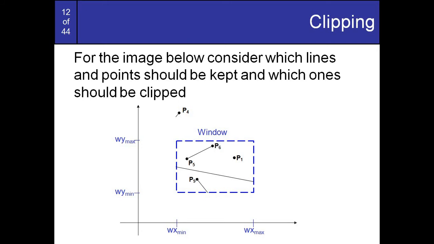Consider the image below and which lines and points should be kept and which ones should be clipped. This is a reference diagram. According to this diagram, these two points are inside this window, so these will be retained. Point P1 is inside the window, so this will be retained. P9 and up to this part of the line segment is inside the window, so this will be retained. And P4 is outside the window, so this will be ignored when we do the clipping operation. And these again are your wx min and wx max coordinates, and wy min and wy max coordinates of the window area.